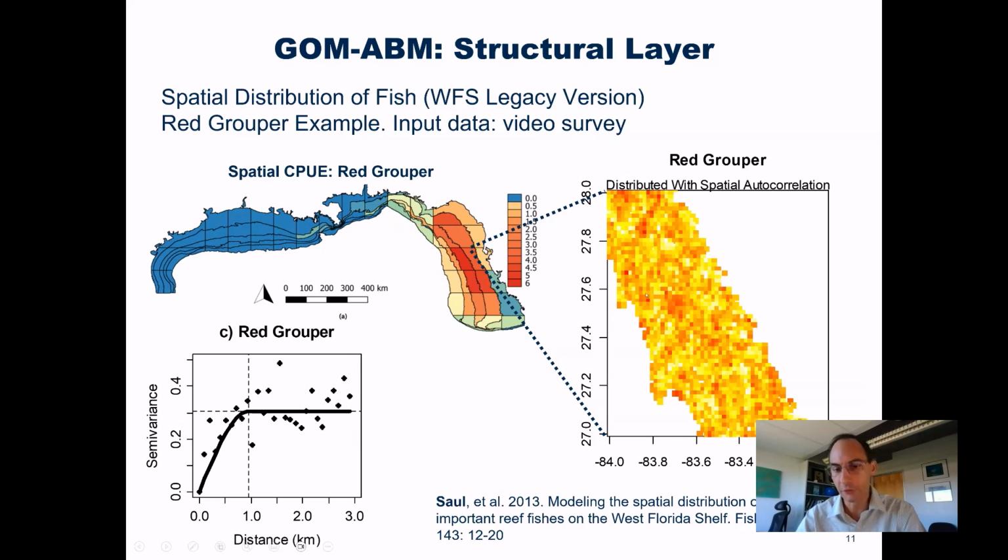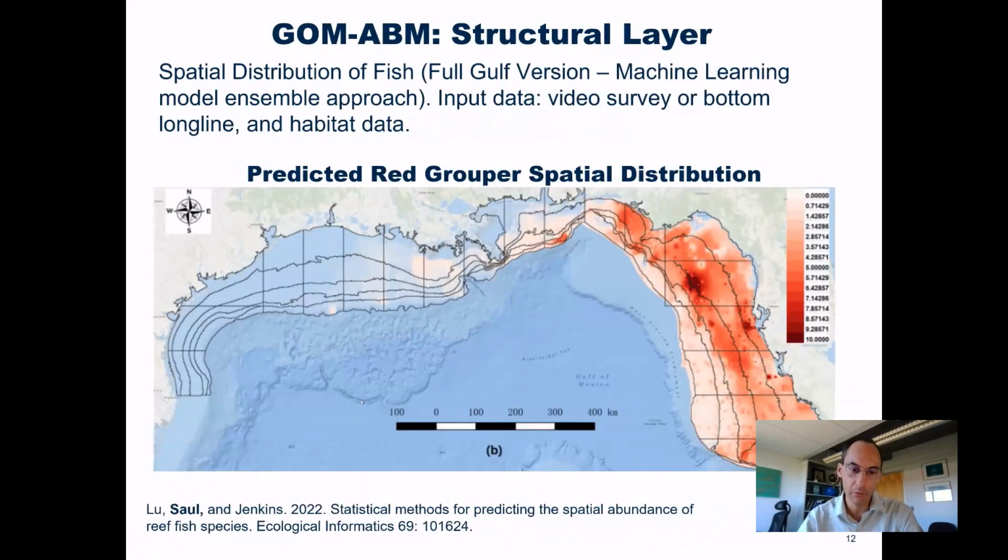And then you can further simulate that out within each polygon using the spatial correlation found between these animals. So that's sort of how animals are distributed across space in the legacy version. In the full Gulf version, the newer version, we used an ensemble of machine learning models, which together with habitat data model or represent the spatial distribution of fish across the Gulf.